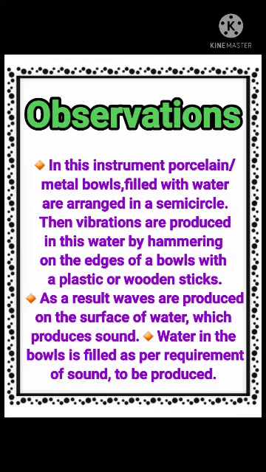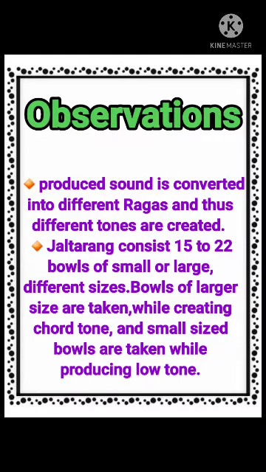In this instrument, porcelain or metal bowls filled with water are arranged in a semicircle. Then vibrations are produced in this water by hammering on the edges of bowls with plastic or wooden sticks. As a result, waves are produced on the surface of water, which produces sound. Water in the bowls is filled as per requirement of sound to be produced. Produced sound is converted into different ragas and thus different tones are created.